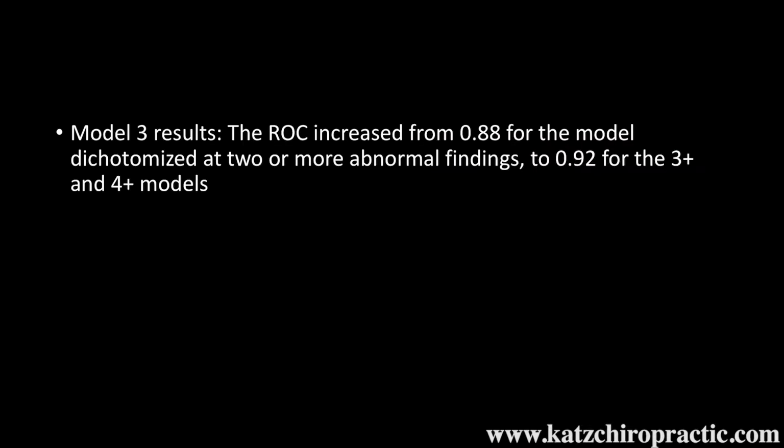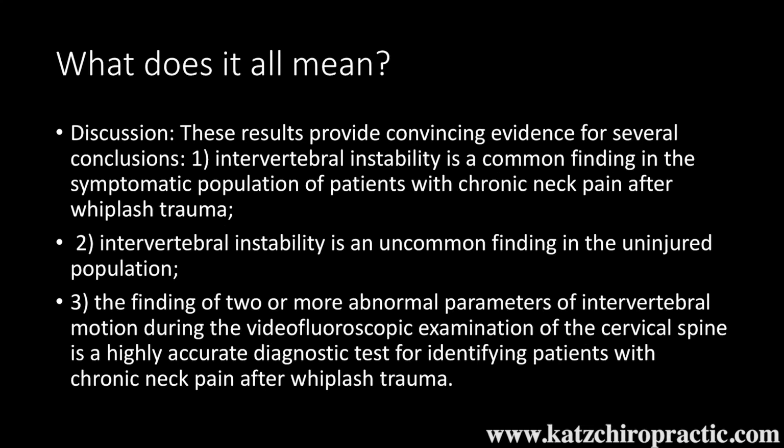What we found, this is again from our paper, Model 3 results. I mentioned this where you have an 88% likelihood with 2 or more, or 92. So what does it all mean? Well, this is what we have published in our paper. These results provide convincing evidence for several conclusions. One, intervertebral instability is a common finding in the symptomatic population of patients with chronic neck pain after whiplash trauma. And two, intervertebral instability is an uncommon finding in the uninjured population.